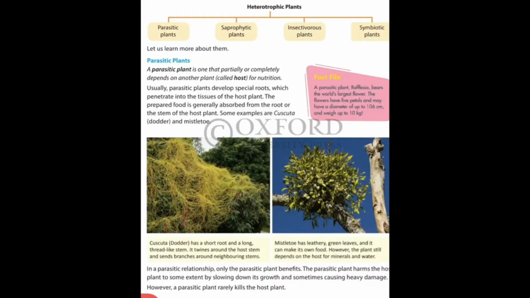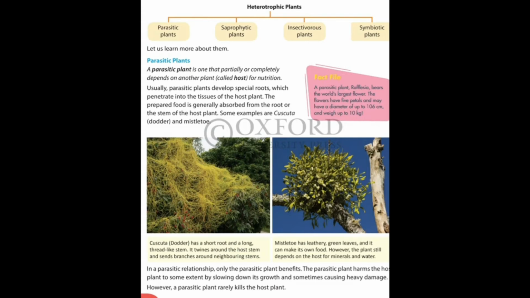Next we move on to heterotrophs. I've already told you the meaning of heterotrophs in the previous video. Heterotrophic plants are of 4 types. One is parasitic, the next one is saprophytic, third one is insectivorous, and the last one is symbiotic plant. Okay, now first, the parasitic plant. Parasitic plants are the ones which partially or completely depend on another plant for their nutrition. The one on which these parasitic plants depend is called a host.